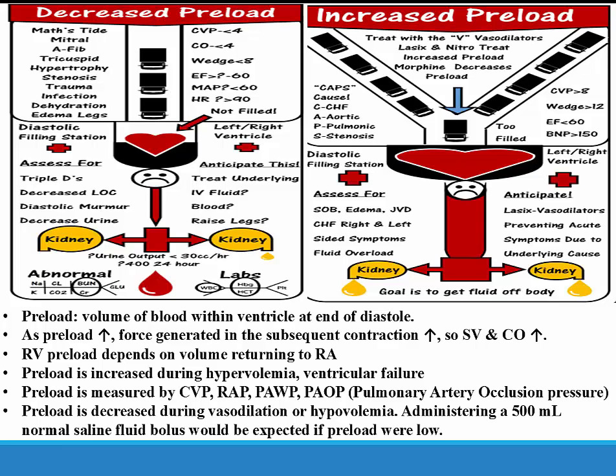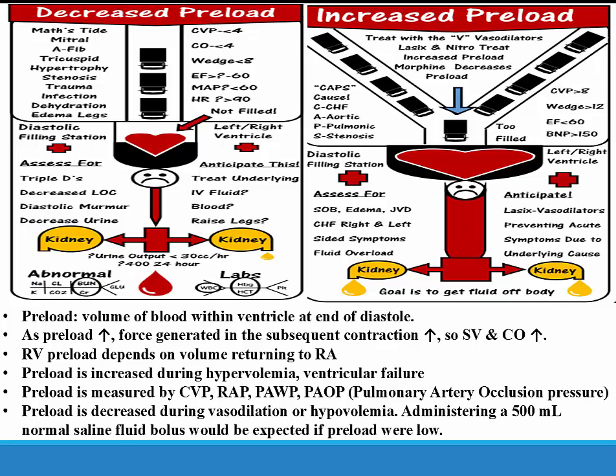Preload is the volume of blood within the ventricle at end of diastole. As preload increases, the force generated in the subsequent contraction increases, so stroke volume and cardiac output increase. Right ventricular preload depends on the volume returning to the right atria. Preload is increased during hypervolemia and ventricular failure. Preload is measured by the CVP, the RAP, the PAWP, and the PAOP, the pulmonary artery occlusion pressure.